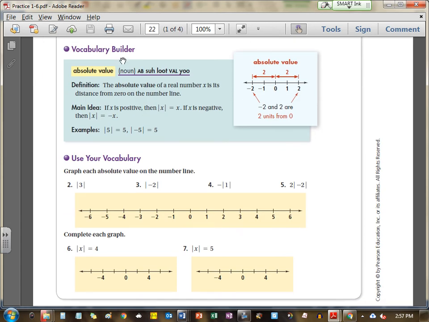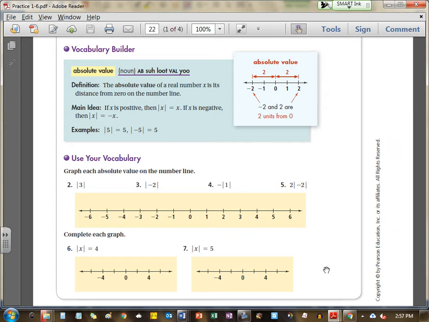Okay, vocabulary builder, we have this word absolute value, and that means the absolute value of a real number is really just the distance from 0 on the number line. So for example, let's say I asked you to find absolute value 5. Well, the answer would be 5. And if I asked you to find absolute value -5, the answer would be 5.